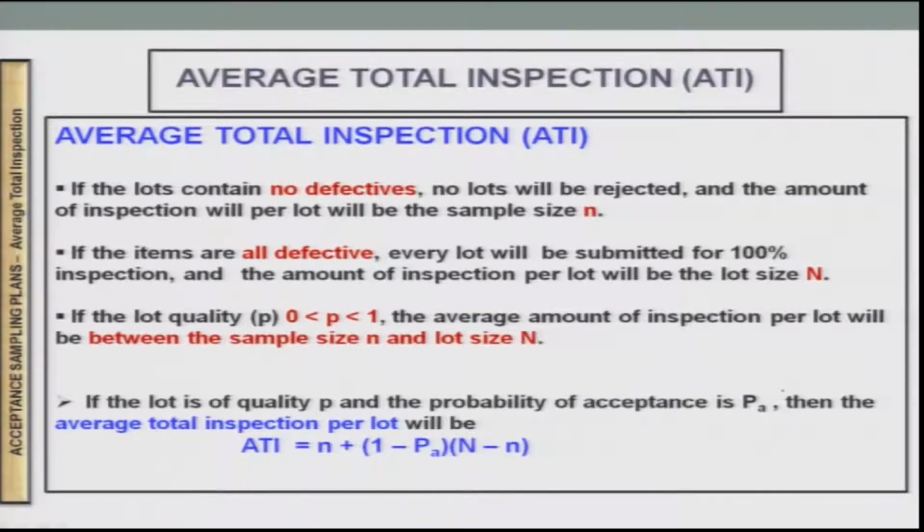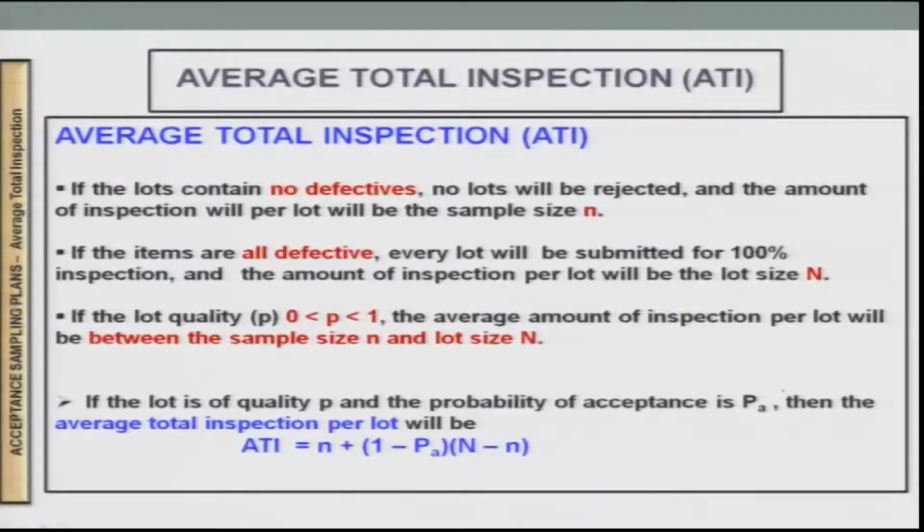If the lot quality is intermediate, the average amount of inspection per lot will be between the sample size n and the lot size N, which is obviously true, because if you pick up a sample and in one case want to do full inspection, or in another some intermediate steps, the number of inspections would definitely be between small n and capital N. If the lot is of quality p and the probability of acceptance is PA, then the average total inspection per lot would be given simply by this.